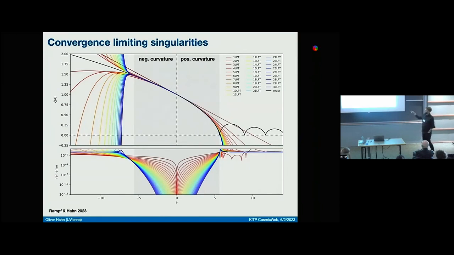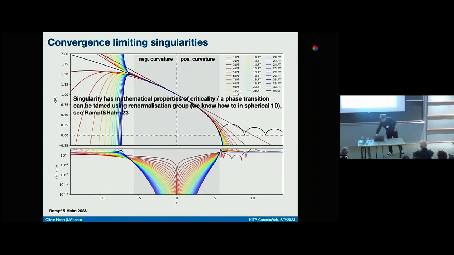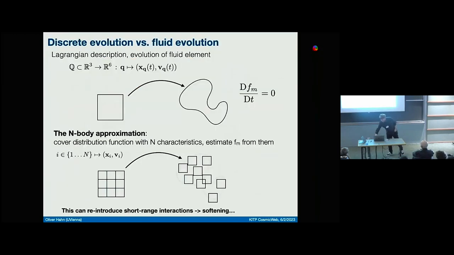No, I don't have time. We can do an extra talk if you want as part of the workshop. There is a way, at least for the spherical collapse, we know how to fix it. You can derive a rigorous renormalization group calculation which fixes this. But for this we needed to use some things which for the general field we do not have. So we know how to fix it in 1D, but not yet for the field.